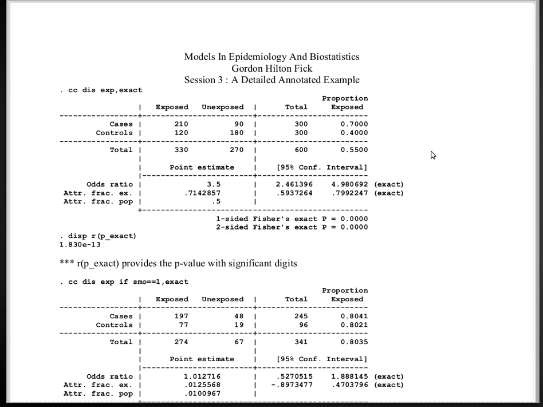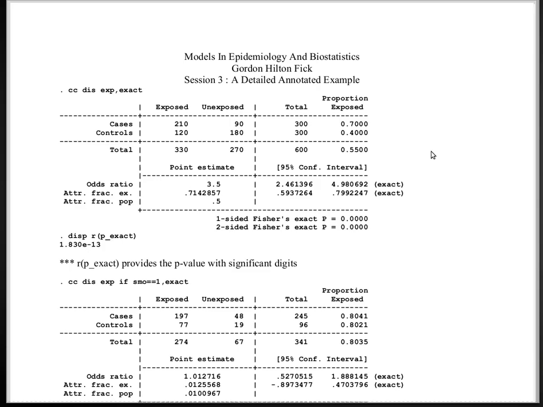There's the 2x2 table. And with the cc command in Stata, we get the estimate of the odds ratio. And you can check that that is in fact just AD over BC. Further, we get confidence limits for that. It is the estimate of the crude odds ratio, anticipating that there's going to be other characteristics that we wish to study.